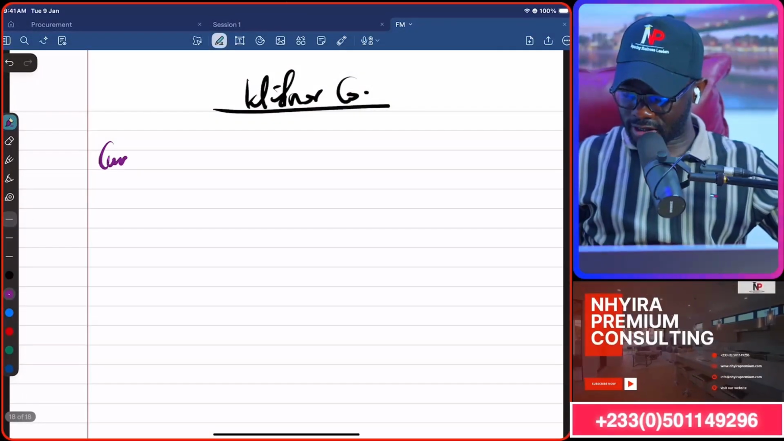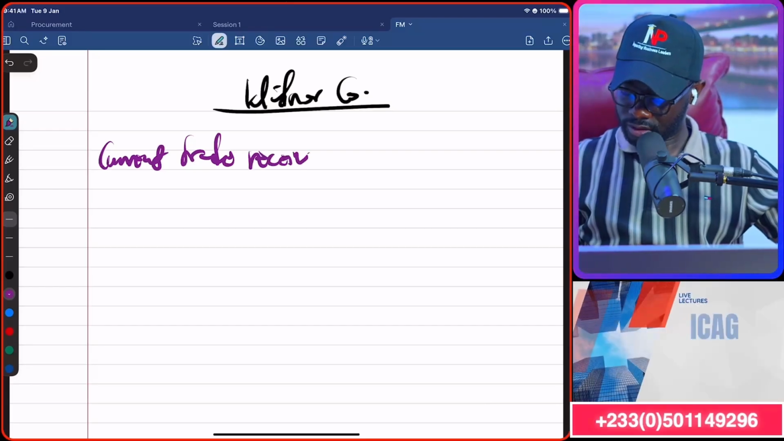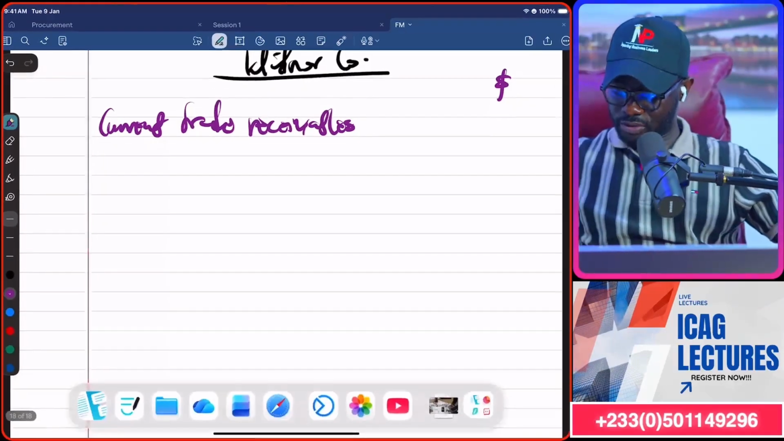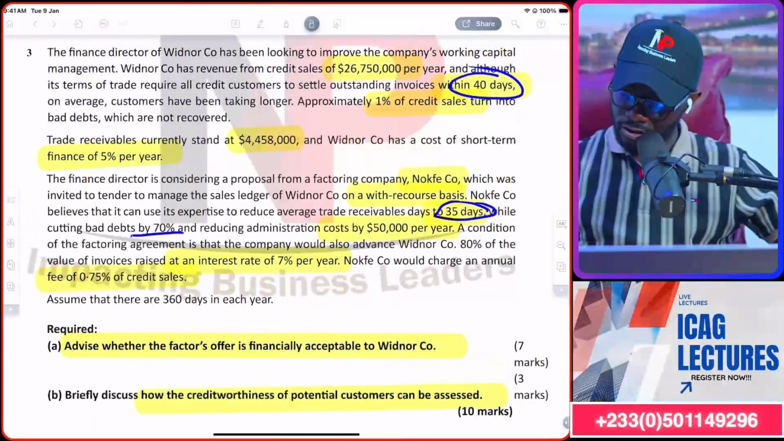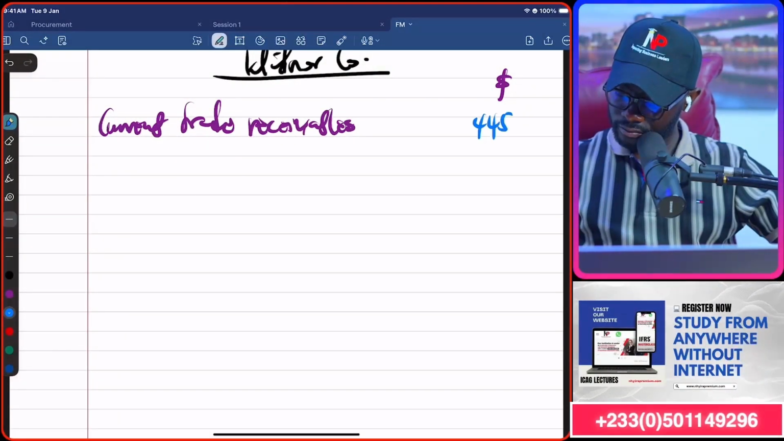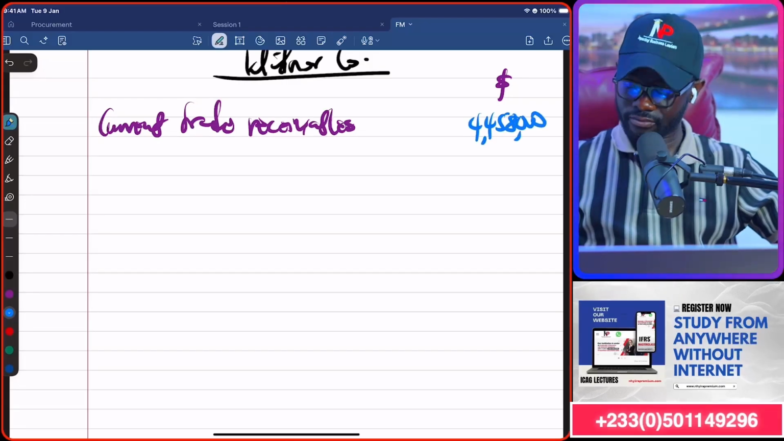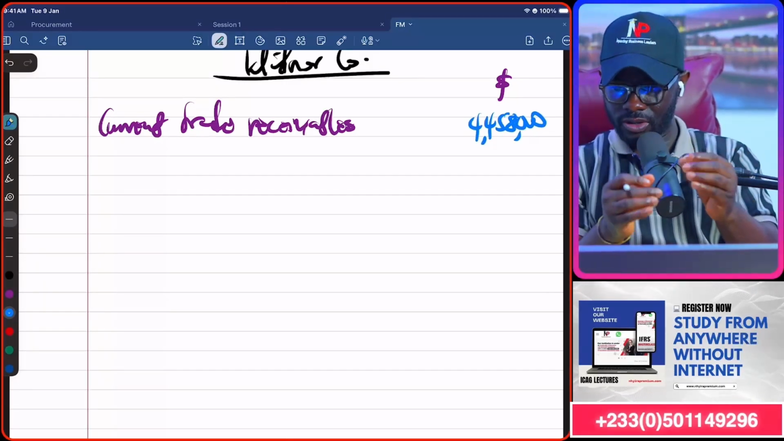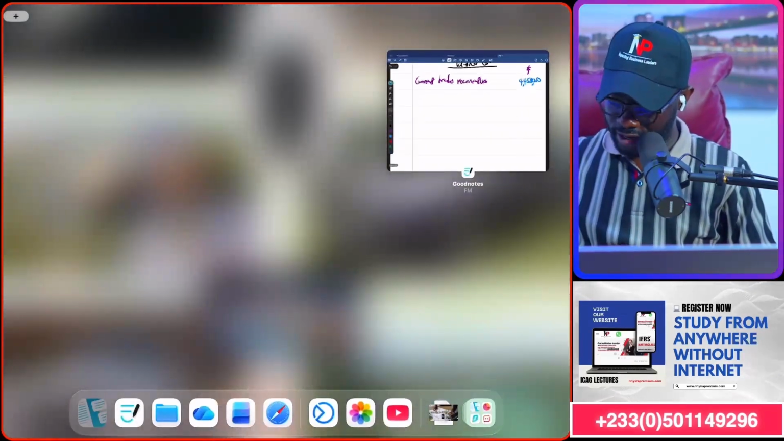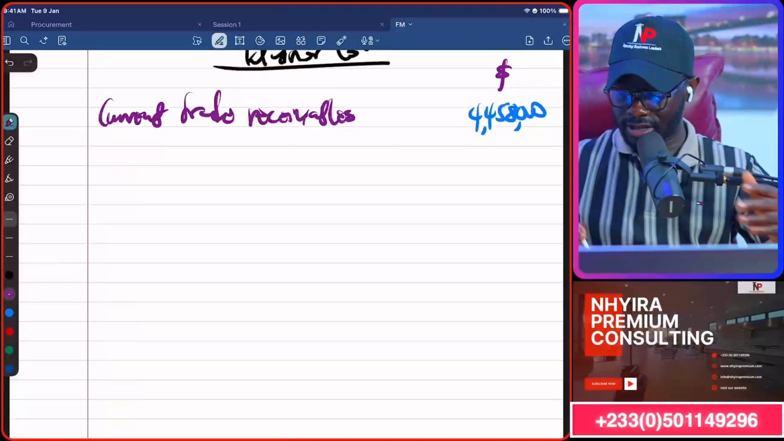So our current receivables. So current trade receivables is, permit me to put dollar above here, 4,458,000. That's our current receivables. Now, if the factor is going to come in, they said they would do 35. So let's bring in the receivables if the factor comes in.